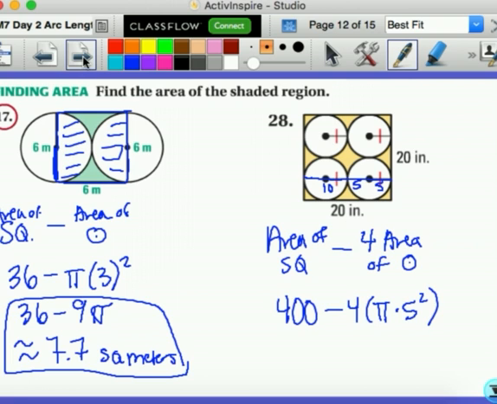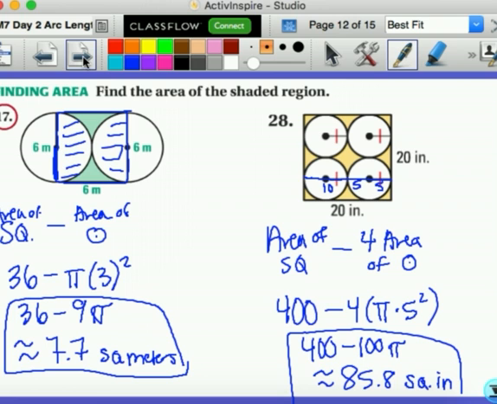So if they want us to leave this in terms of pi, I have 400 minus 100 pi. I can't combine those because one has a pi and one doesn't, but since they haven't specified, we're going to give the approximate answer as well. So that's approximately 85.8 square inches. Either one of these answers would be acceptable.